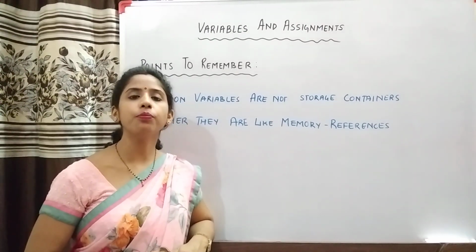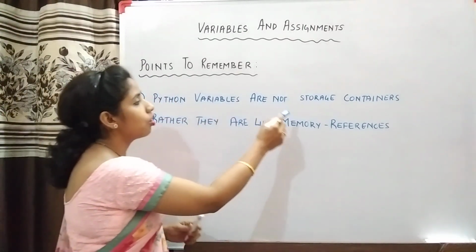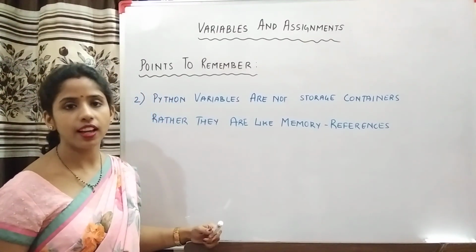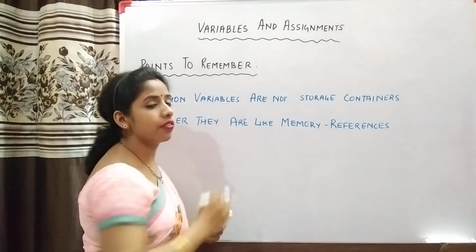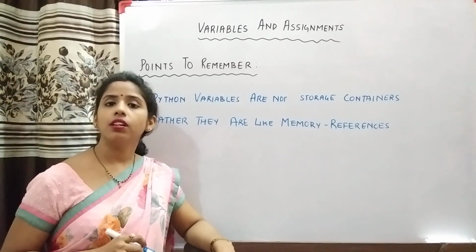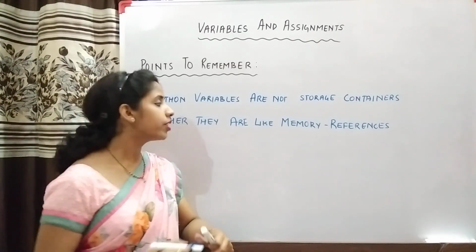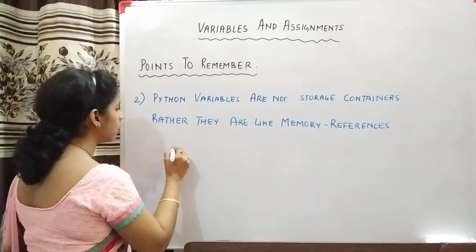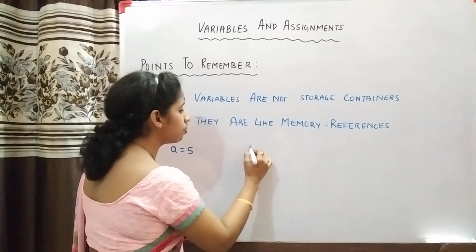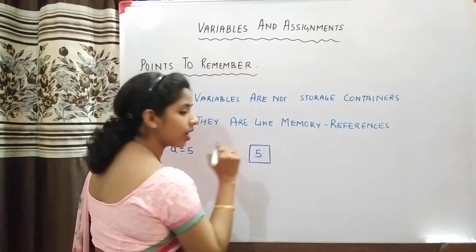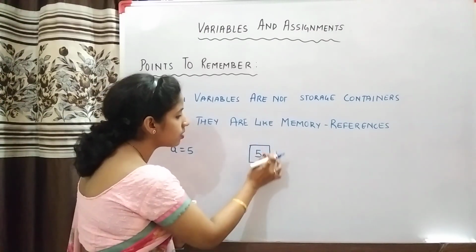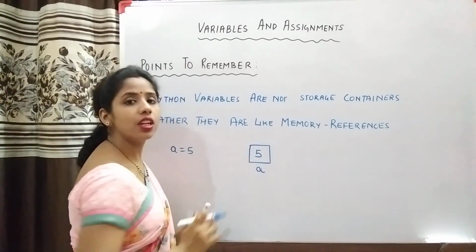Then the second important point is that Python variables are not storage containers like they were in C, C++ and Java languages. Rather, they are like memory references. Now, what does this mean? In languages like C, C++ and Java, whenever you had a variable like a = 5, there used to be a memory location where the value 5 was stored, and a was the name of this location. So this a behaves like a container within which you can keep a value.